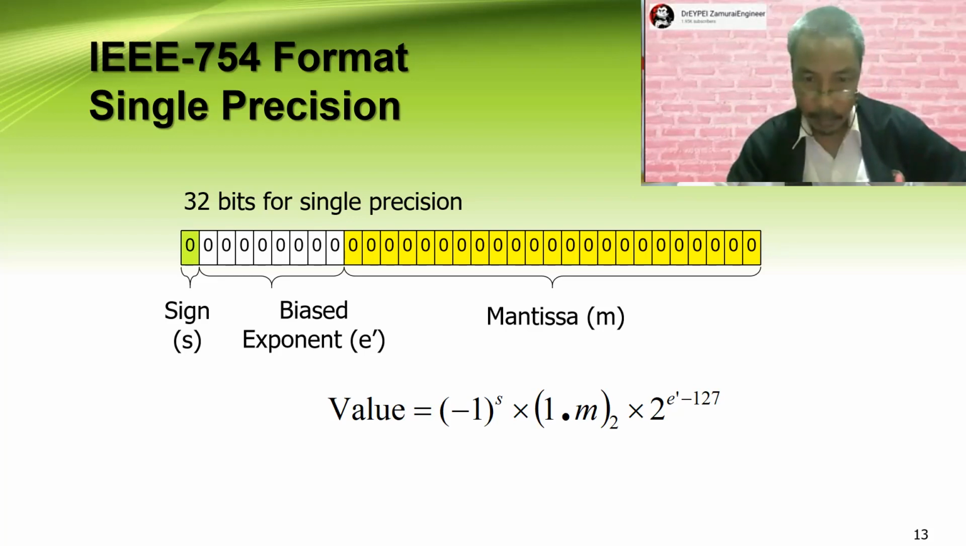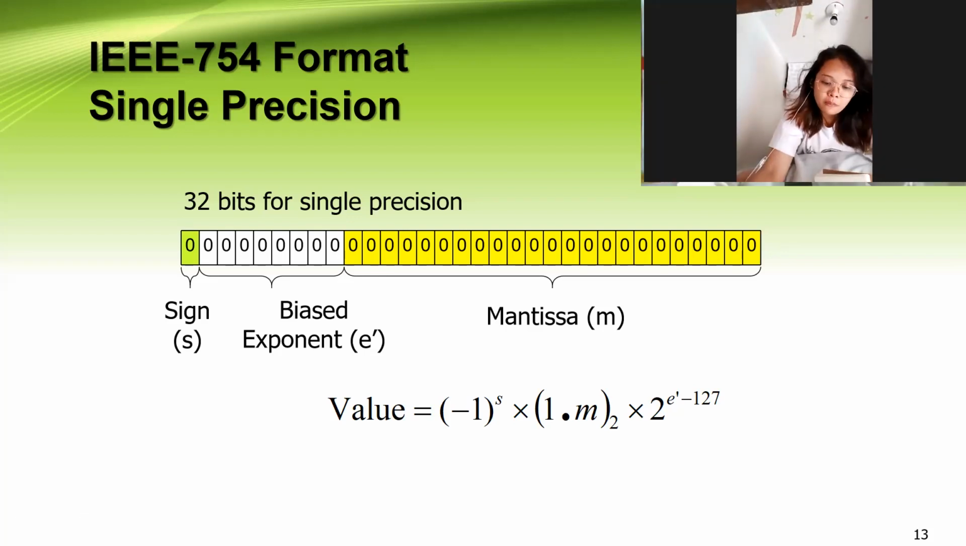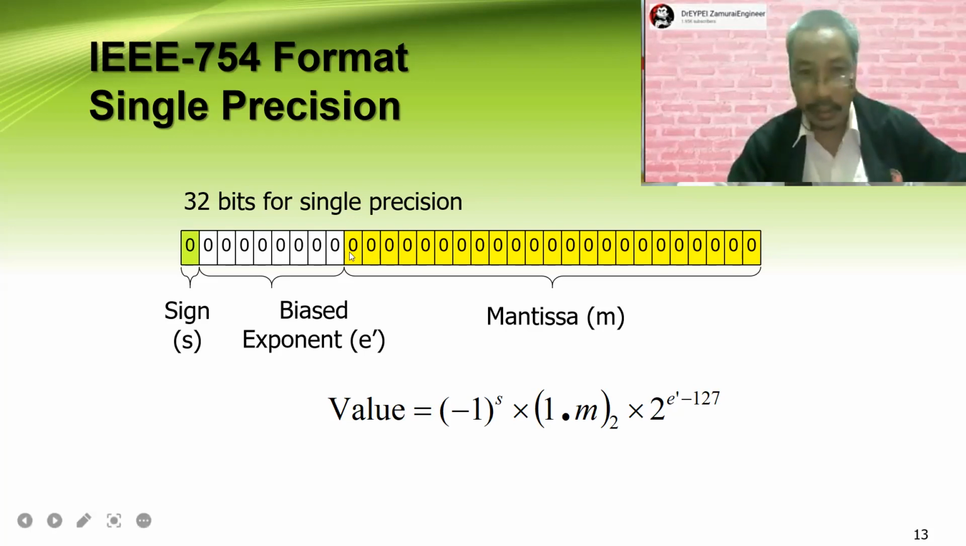So that's why we have this formula times 1 times m. M is mantissa, and that is what? 32 minus 9. How many is this? 23, sir. 23. So mantissa is 23 digits.